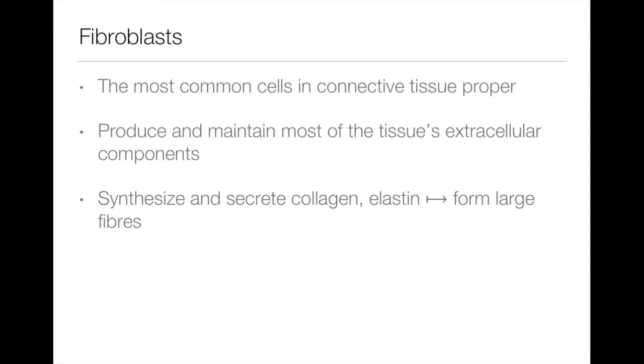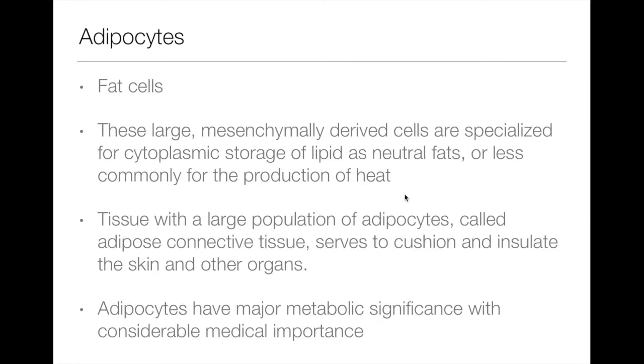And they produce and maintain most of the tissue's extracellular components. They synthesize and secrete collagen and elastin. Collagen is the most abundant protein in the body. It's almost everywhere, and it is synthesized by the fibroblasts. And they also create elastin, which together, sometimes only collagen, sometimes only elastin, sometimes together, they form large fibers. Then we've got adipocytes and other sets of cells.